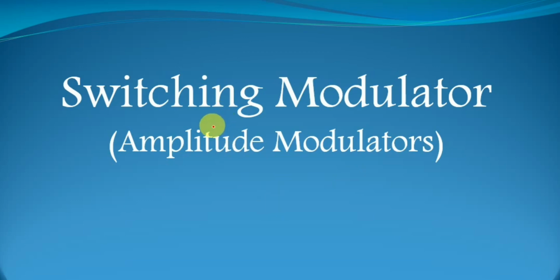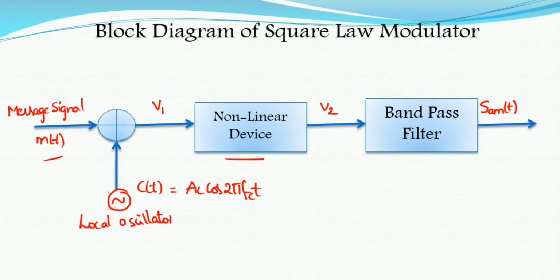In the previous video we have seen how to generate an amplitude modulated signal using the square law modulator. Now let us recall what blocks are involved in this square law modulator. The blocks are an adder circuit to which the message signal and the carrier signal are applied, second the nonlinear device, and third the band pass filter. Thereafter we can get an amplitude modulated signal.